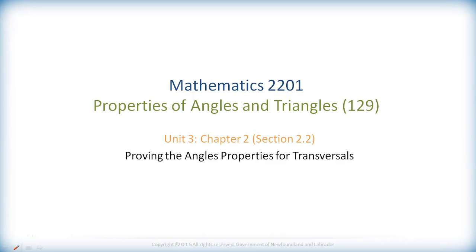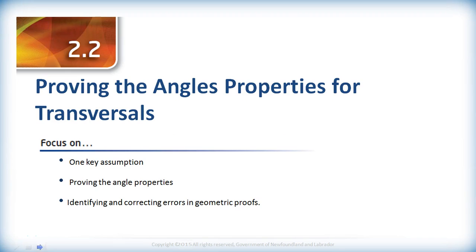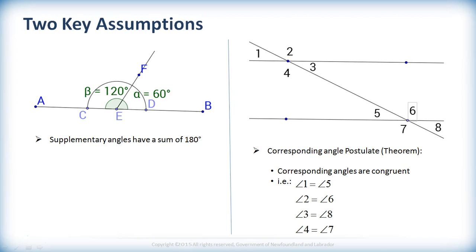Okay, folks, so we're going to look at proving some of our angle properties, and then we're going to do some just identifying where people can make mistakes in this kind of stuff. Okay, so all that stuff comes into play here.